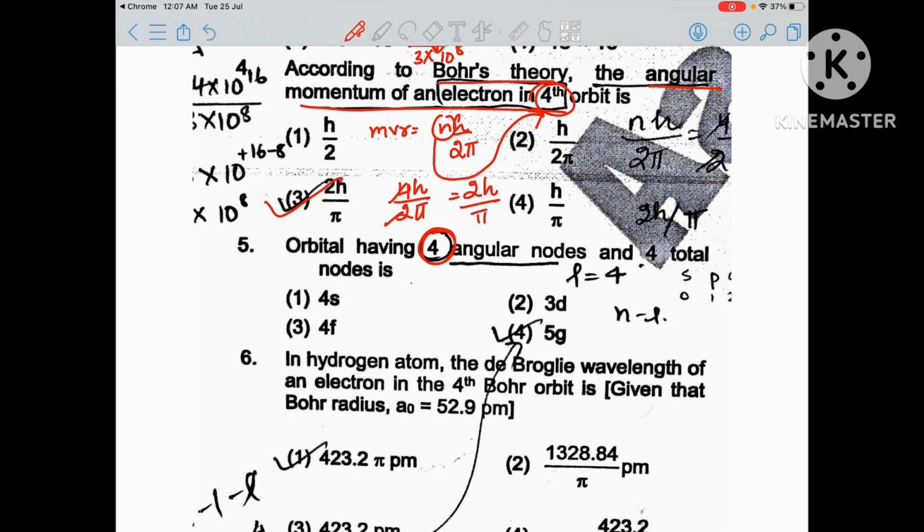Orbital having 4 angular nodes, 4 total nodes. That means n minus 1 is the total node.